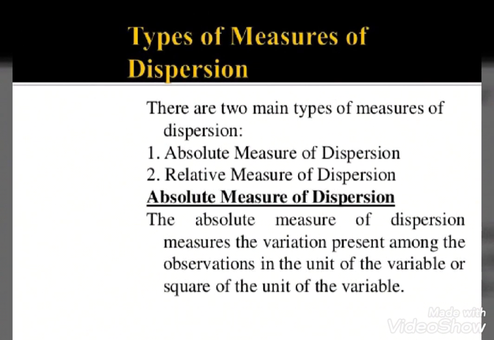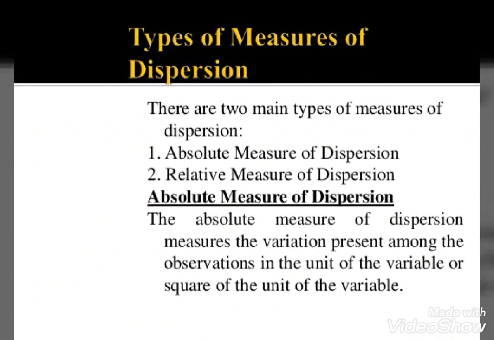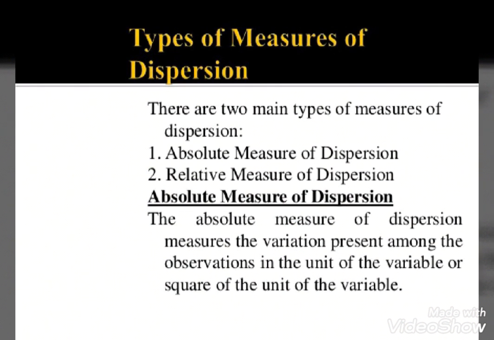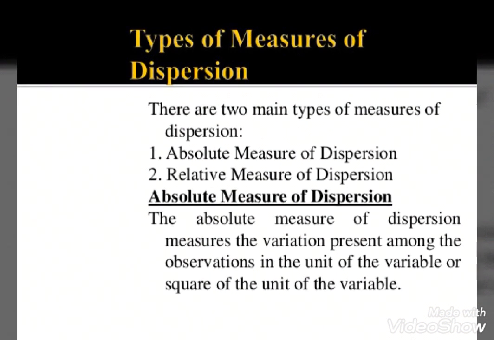We will see the types. There are two types of measures of dispersion. One is absolute measure of dispersion and the second is relative measure of dispersion. So we will see what is absolute measure of dispersion. The absolute measure of dispersion measures the variation present among the observations in the unit of the variable or square of the unit of the variable.